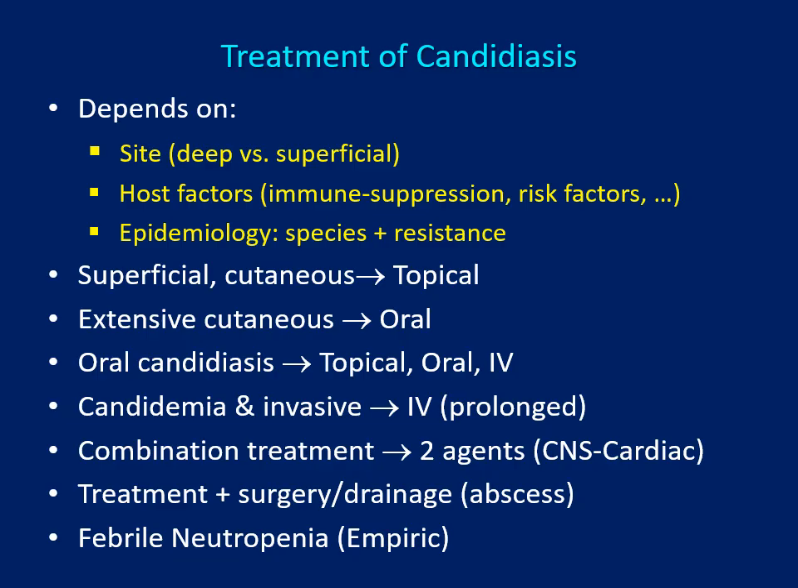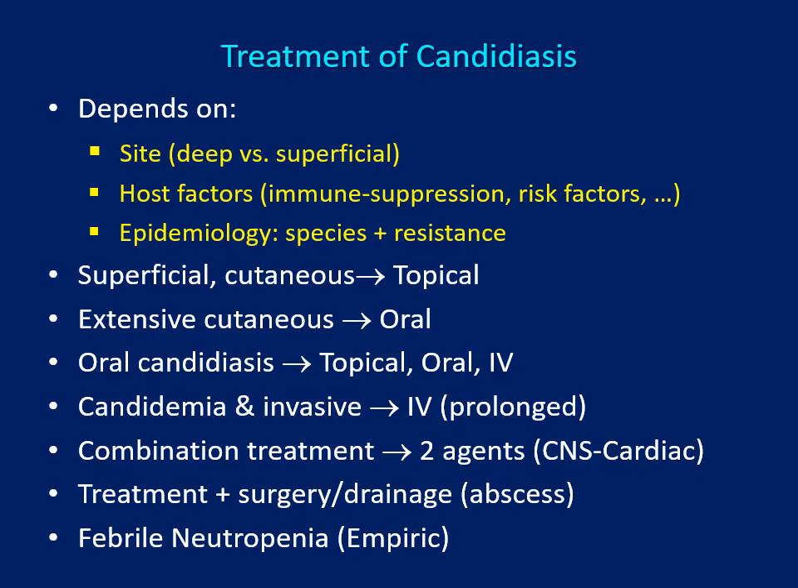And of course, it depends upon the epidemiology, because as we said before in this presentation, the epidemiology of Candida is shifting. Candida albicans used to represent the vast majority of cases. Now non-albicans Candida species are superseding albicans as the most important cause of Candida infection, and they are more resilient and resistant to treatment. So if you have a superficial disease, you can use topical. If you have extensive cutaneous disease, you can use oral. Oral candida, you can use topical, oral, or even intravenous. It depends upon the host condition.